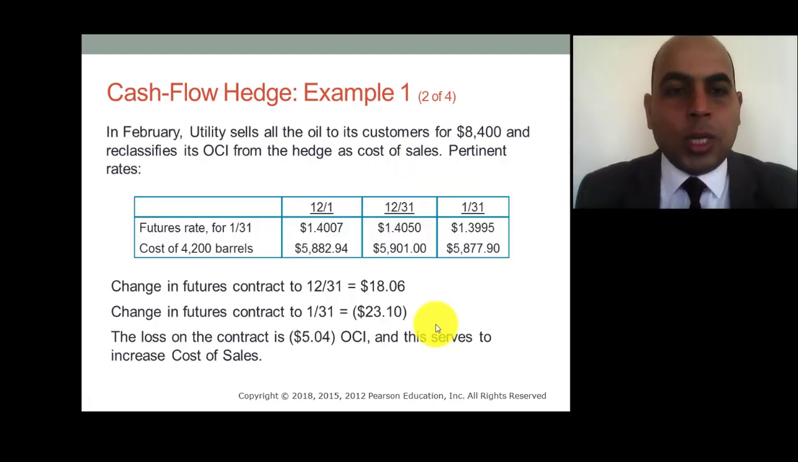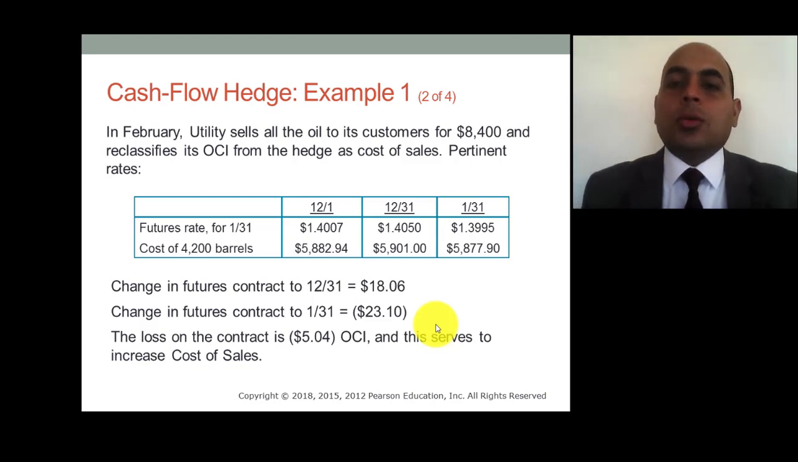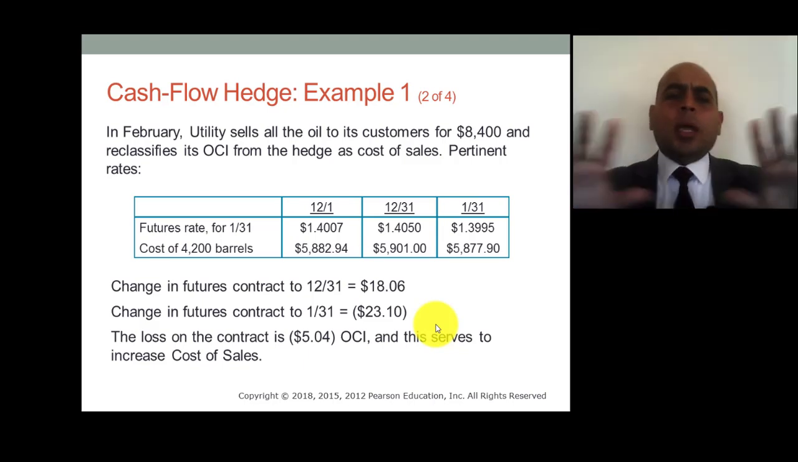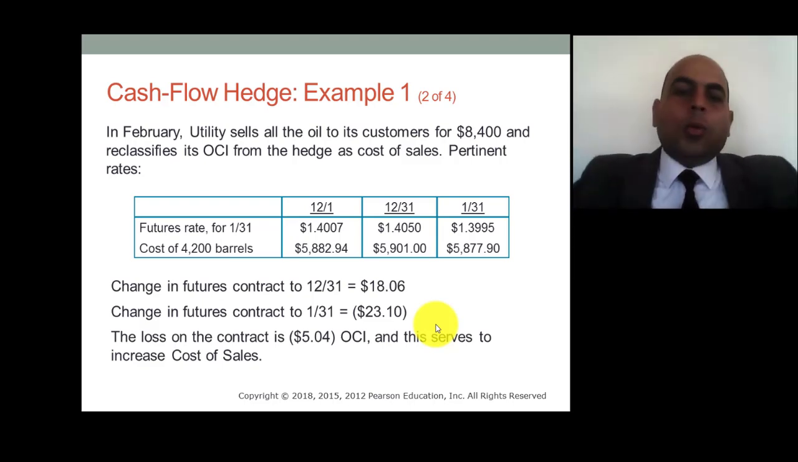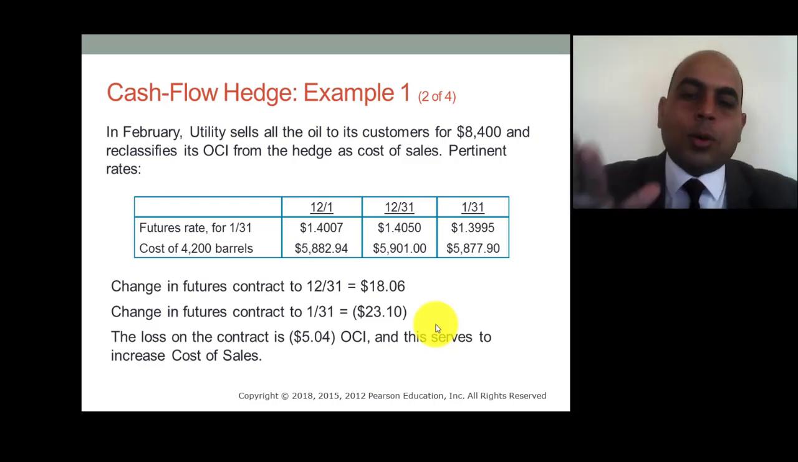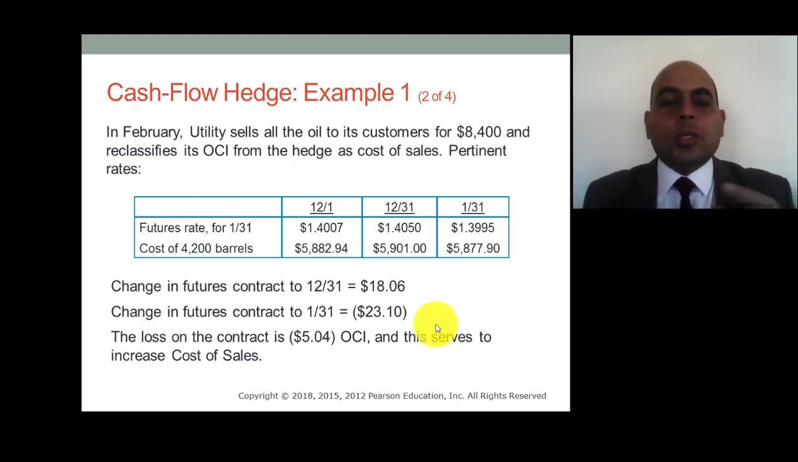In February, utility sells all the oil to its customer for 8,400 and reclassifies its other comprehensive income from the hedge as cost of sales. Here, we are talking about more than one transaction. We forecasted that we will sell. To protect ourselves and to satisfy our customer, we entered into a forward contract to protect ourselves against what? The fluctuation of the prices of oil.